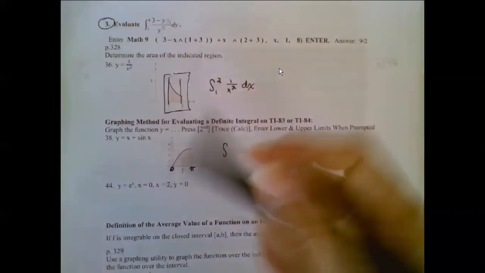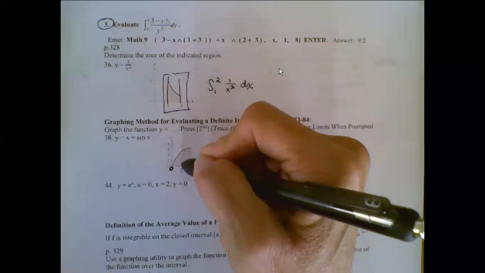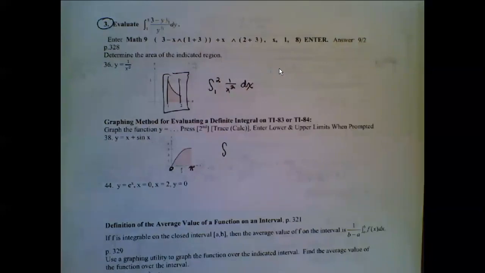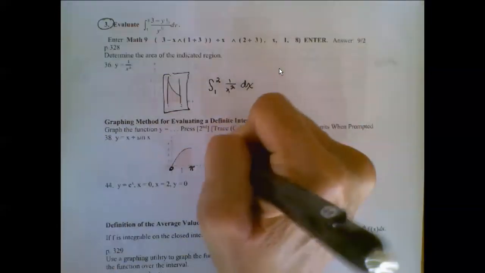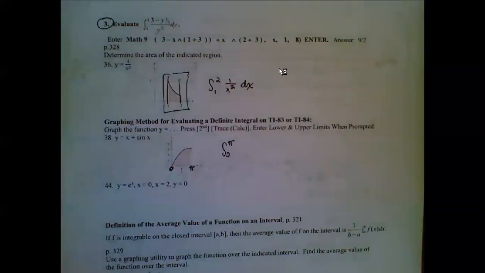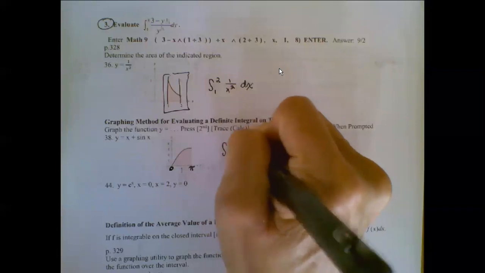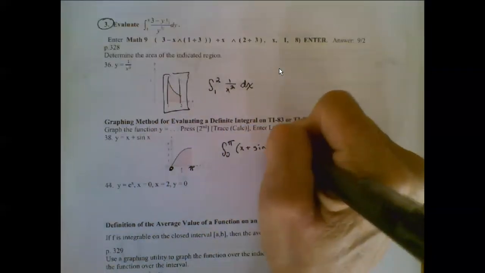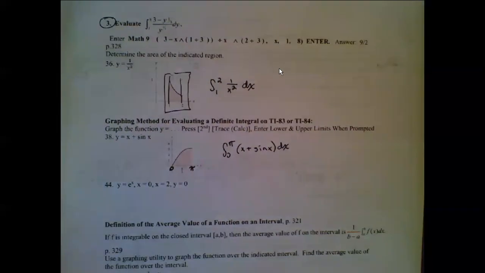What you said, Ivy, would be if my shading stopped here on the left, but it goes all the way to the y-axis. So I'm integrating from 0 to pi, the function with respect to x. Yeah, I don't know what I was saying. It's okay.